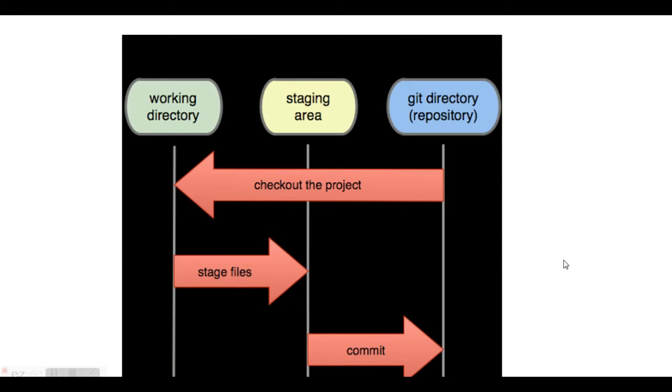To put more light on it, let's have a view on this picture. So we have a working directory, we have a staging area, and we have a Git local repository, the Git directory. So you can add files to the staging area, and from the staging area you can perform the commit operations to the Git local repository. But when you perform a checkout, you perform it directly from the Git repository to the working directory.